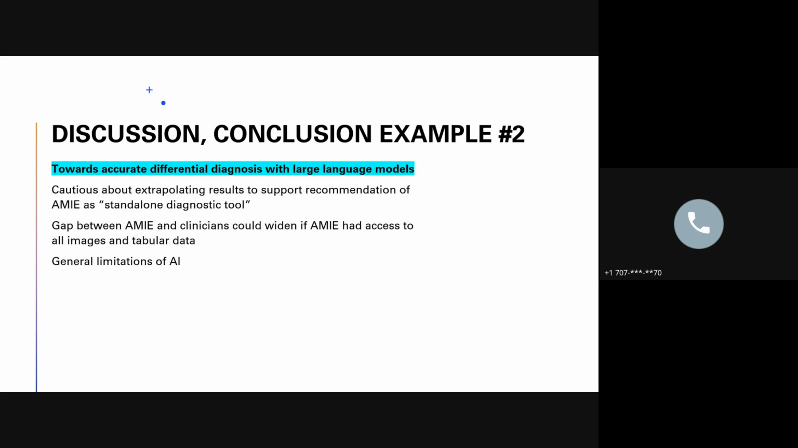In the large language model one, we talked about this a little already, but they're cautious about extrapolating results to support the recommendation of Amy as a standalone diagnostic tool, because again, they were looking at it in conjunction with clinicians. The gap between Amy and clinicians could widen if Amy actually had access to all the images and tabular data that clinicians had. So they're saying Amy might be better than we think it is because it didn't have access to everything clinicians did. And then they talk about the general limitations of AI. So again, what did we go through all of that effort and all of that intervening for?